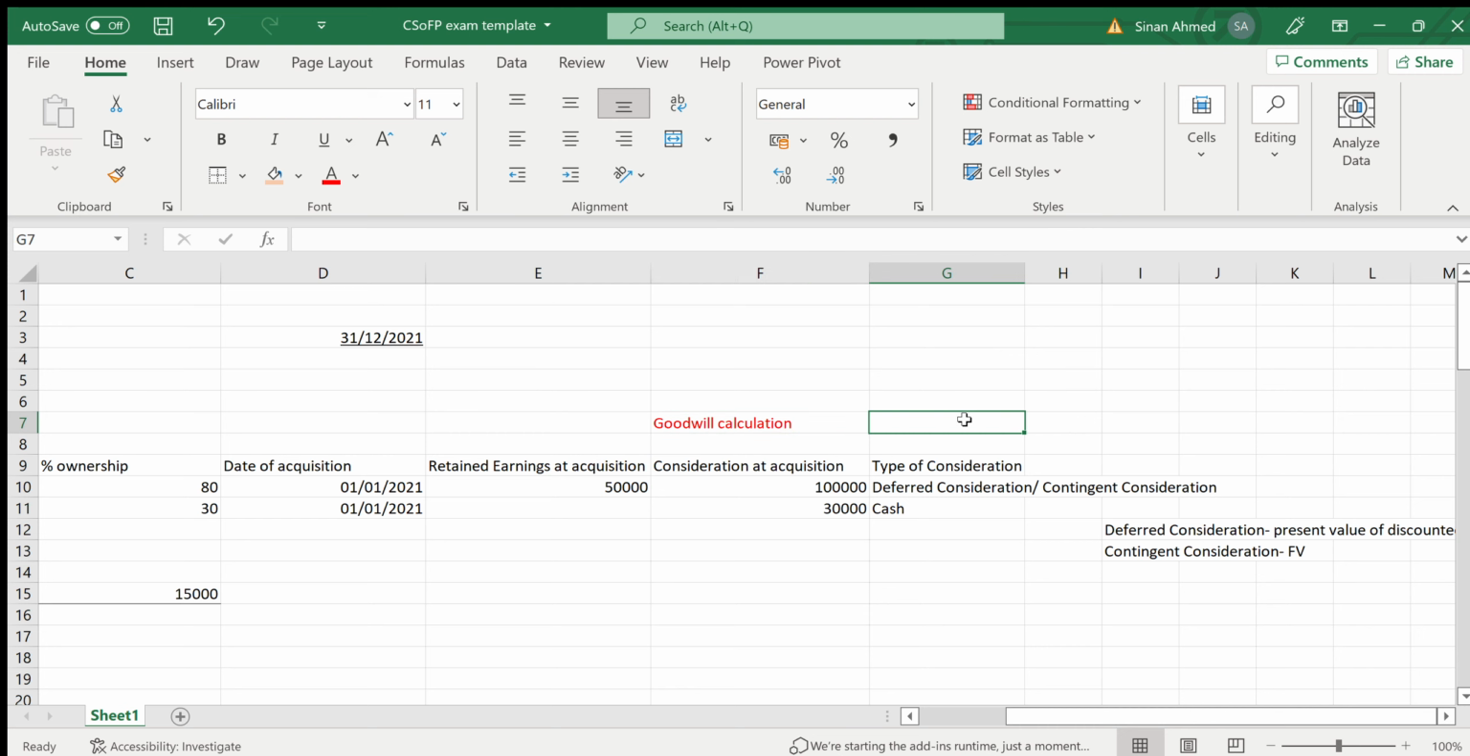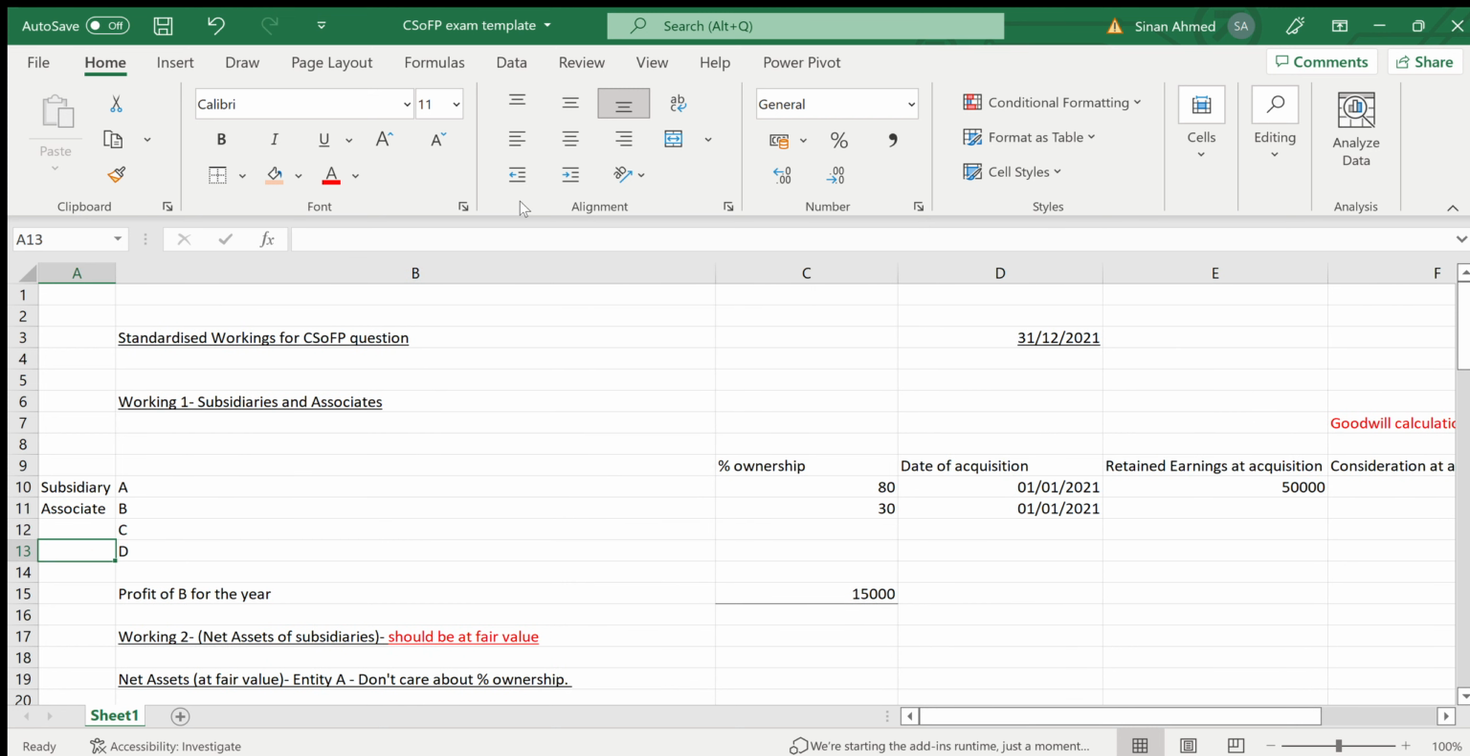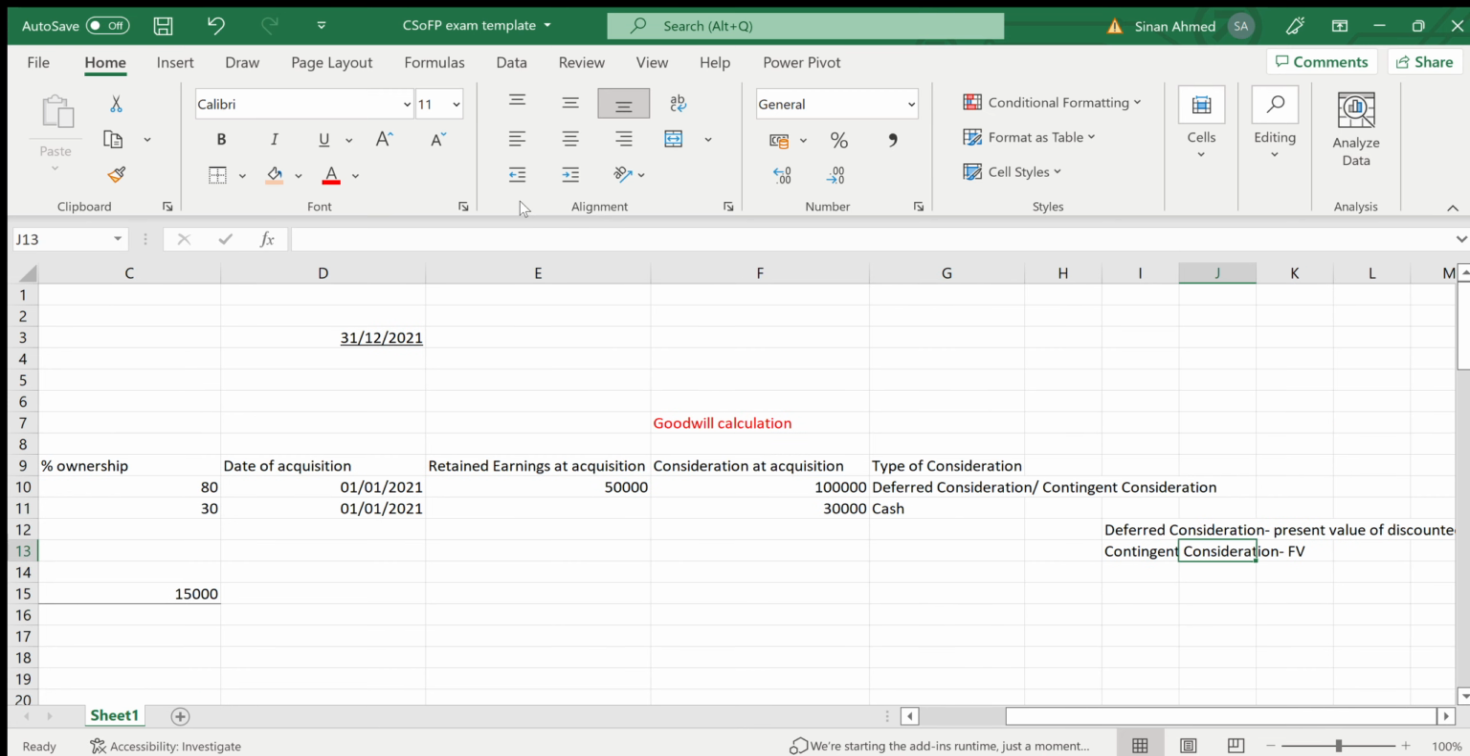And type of acquisition, you might need to recognize an additional liability, because, for example, if you have contingent consideration, that should reflect the fair value. Deferred consideration should reflect the present value of discounted cash flows. And both of these are types of liability.